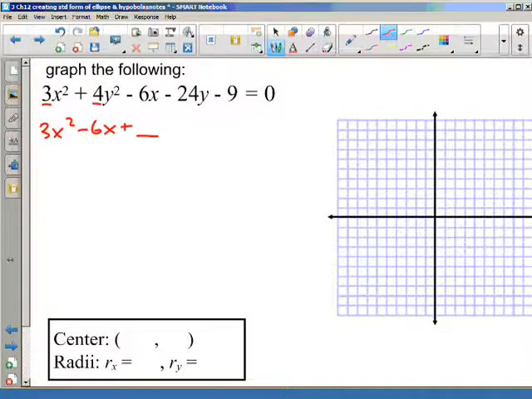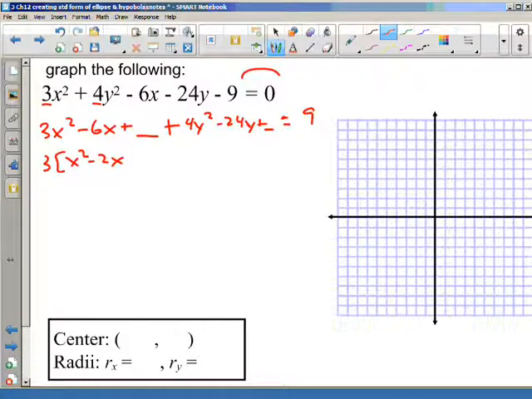We're going to create something that we can complete the square for on the x's, putting in a space there, and the y's. And we'll add the 9 over to the other side. Continuing, we'll factor out a 3. Now I'll complete the square here. Half of negative 2 is negative 1. Squared is a plus 1. That means I've added a 1 times 3. So I need to add 3 on the right side as well.